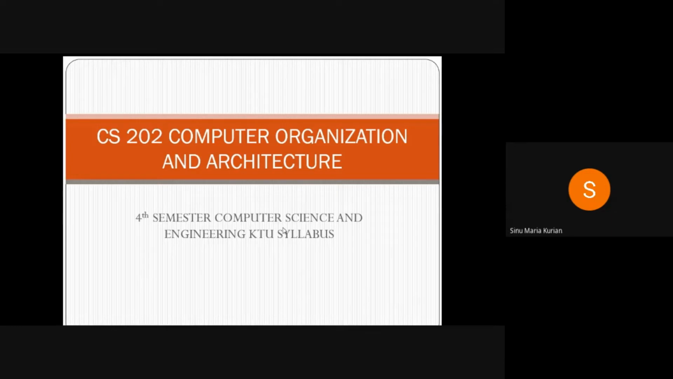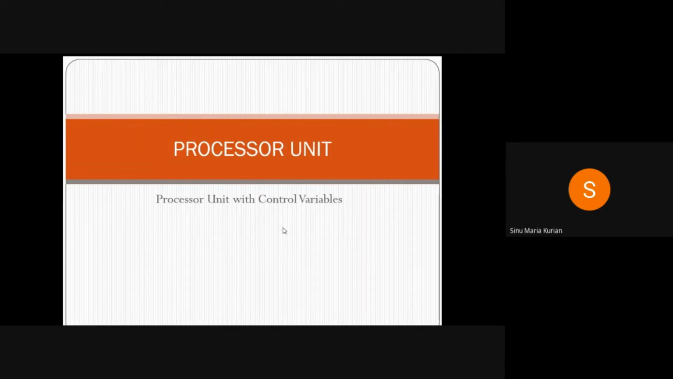Good morning. Today we are going to see processor unit with control variables, which is coming under computer organization and architecture. As we all know, processor unit consists of arithmetic logic unit and control unit. The arithmetic logic unit, that is ALU, will perform all arithmetic and logic operations. And the control unit will control overall functions of processor unit.